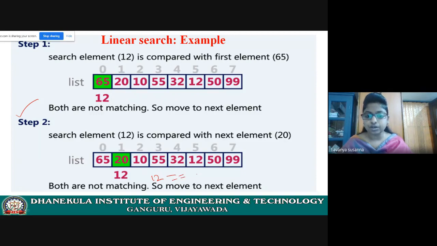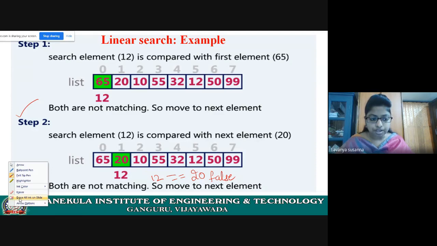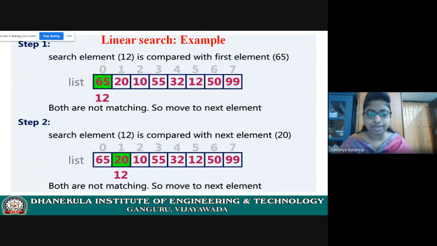12 equal to 20. False. It is not true. So, you need to compare with the next element. Both are not equal. When both are not equal, you need to compare with the next element. What is the next element? 10. Step 3. Write down step 3.